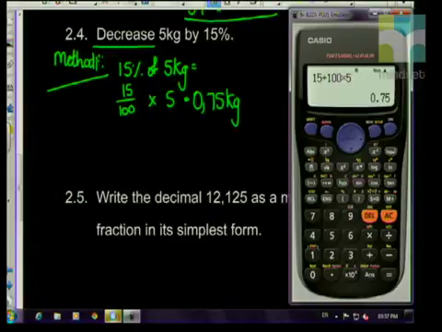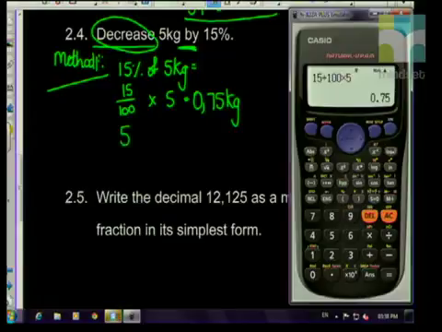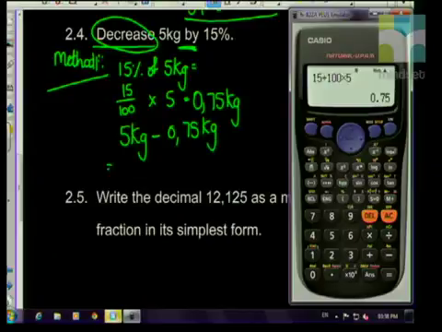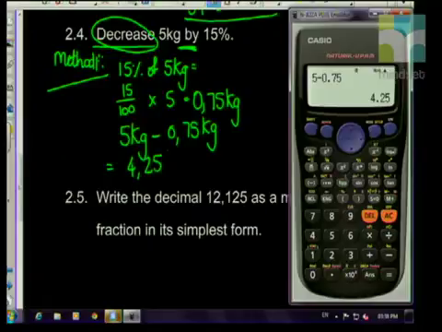Now that's not my final answer. I need to decrease it by the 15%. So therefore I need to say my 5 kgs minus 0.75 kgs, and I should get an answer then of 4.25 kgs.